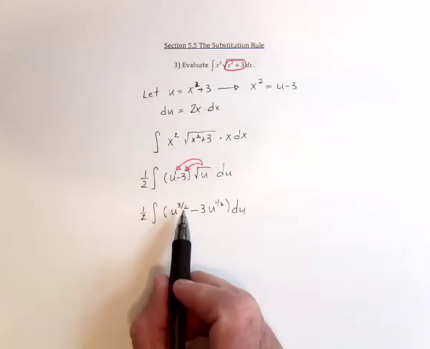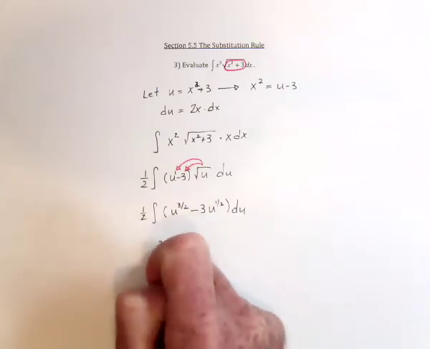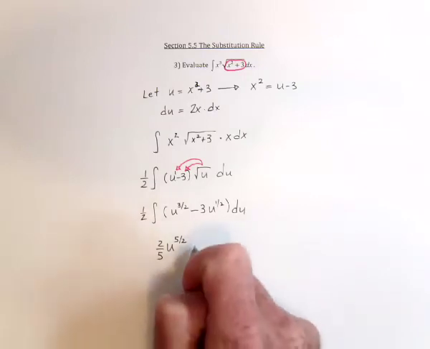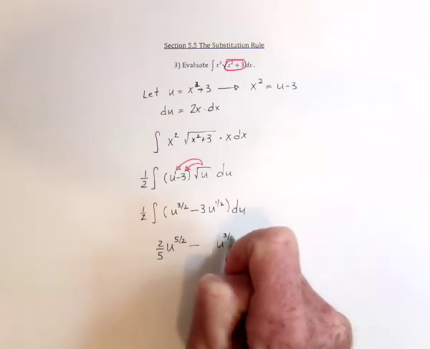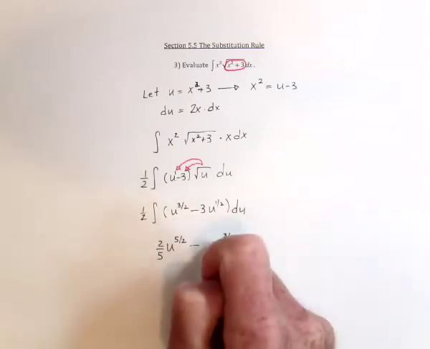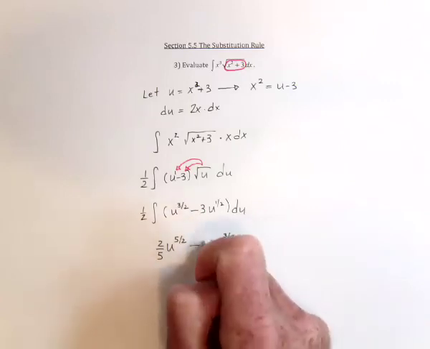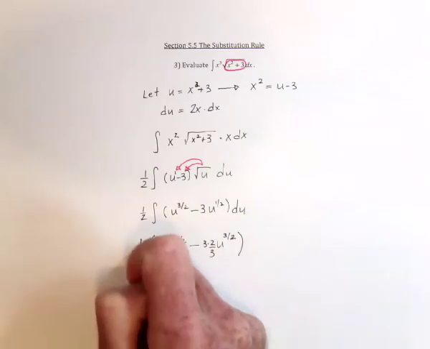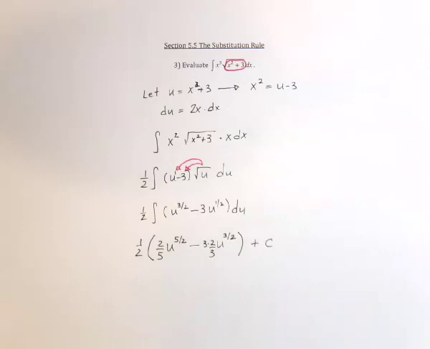Okay, so now add 1 to the exponent, and this one becomes 5/2. And then invert and multiply by 2/5. And then this one's going to be u to the 3/2, and then invert and multiply by 2/3. And then that 3 is still there, and everything is still multiplied by a half, plus the constant of integration.